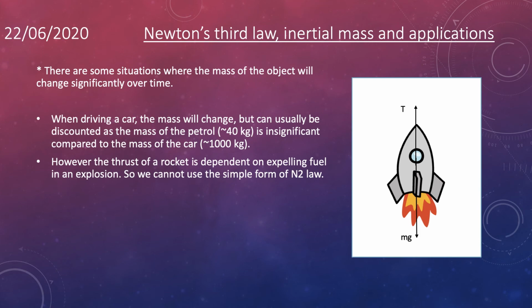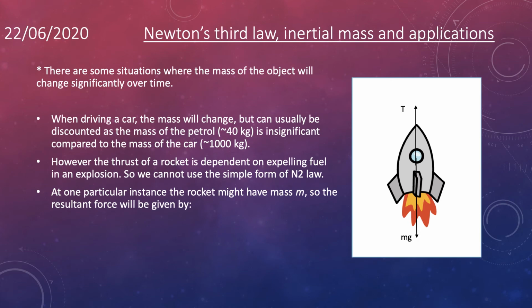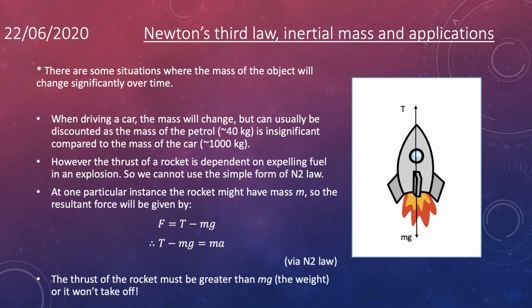What about if we had a rocket though? The thrust of a rocket is dependent on expelling fuel in an explosion. So the mass is meant to change. We can't use the simple form of Newton's second law. At one instant, the rocket might have a mass m, so the resultant force will be given by F equals T minus mg, where T is the thrust of the rocket in this case. So we've got the thrust acting upwards and mg, the weight, going downwards. We could easily see from Newton's second law, F equals ma, that the thrust of the rocket must be greater than mg, or the rocket won't take off. We won't get any acceleration.